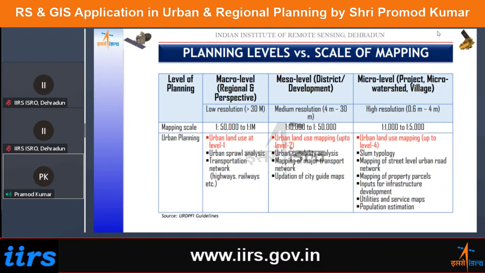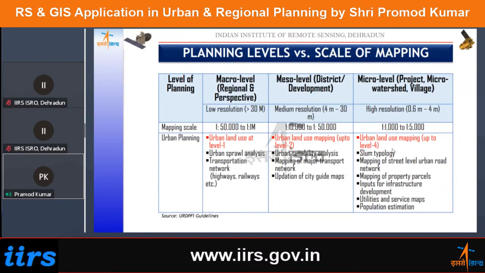When you go to the micro level plan, that means project area or site plan, then we require high or very high spatial resolution satellite data. Why so? Because our information need is also changing. For example, if you're going for macro level planning, we require the land use, land cover at level 1. If you go to the meso level, that means district development plan, it will be level 2. When you go to the micro site level plan, then we have to go to level 4.